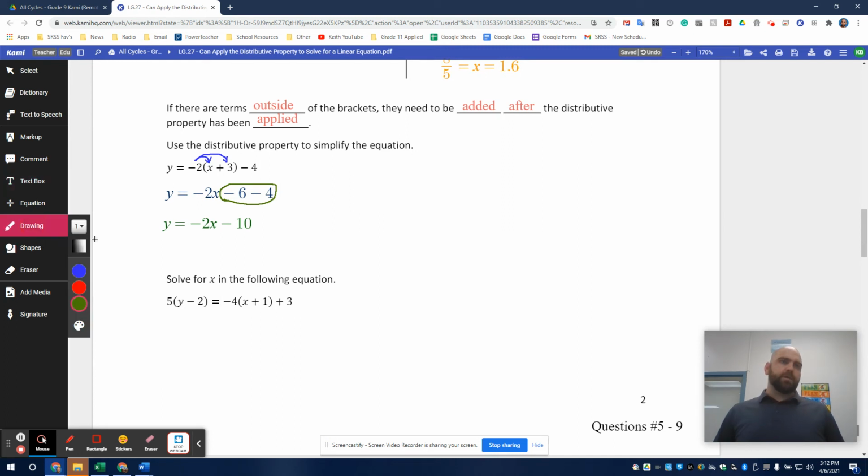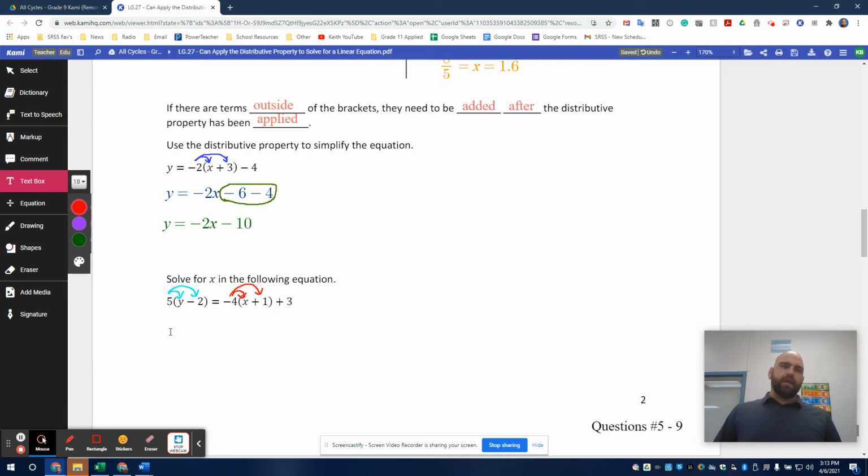All right, so first thing we're going to do is take this 5 and multiply it to the y. We're also going to multiply it to the -2. Now we have a second place where we have brackets, and here we have a -4 that we're going to multiply to the x, and we're going to multiply it to the 1. And then this 3 is kind of tacked on at the end.